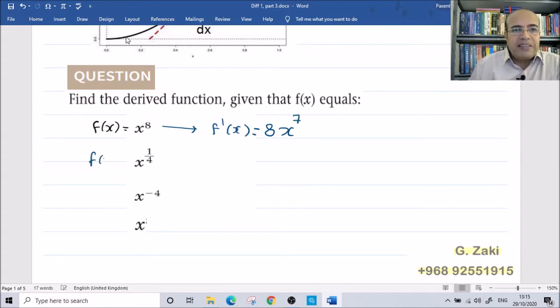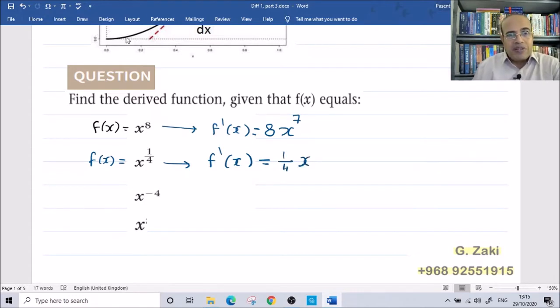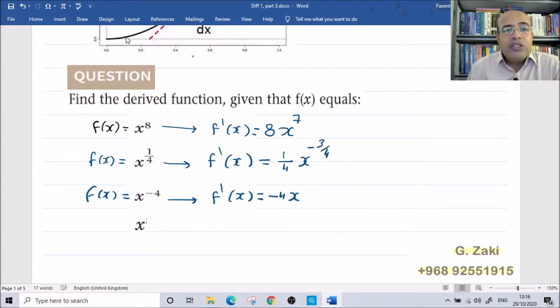The other one, it's f of x equals x to the power quarter. So f dash x, the derived function, equals: the power goes down and reduce 1 from the power. Quarter minus 1, negative 3 quarter. What about this? f of x equals x to the power negative 4. So f dash x equals negative 4 comes down and reduce 1 from the power. Take care. Negative 4 minus 1, negative 5.